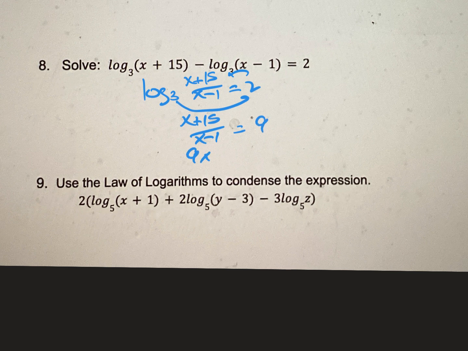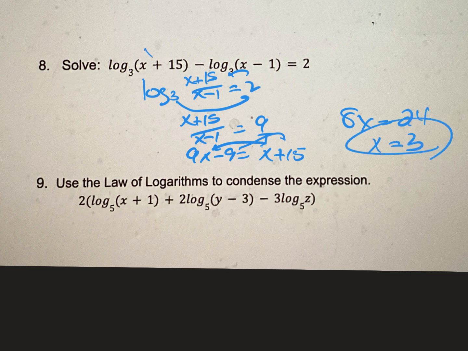Cross multiply, get 9x minus 9, really that's over 1. So x plus 15, I'm moving that x over there, which gives me 8x. Moving that on over there, which gives me 24. X is 3, is that okay? Yes it is. Boom, got it.